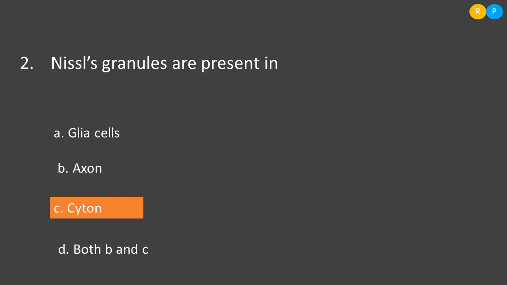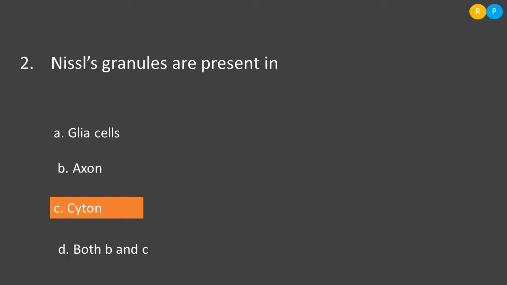Then the second question is, Nissl's granules are present in. Nissl's granules are groups of ribosomes, and these structures help in the synthesis of protein. The presence of Nissl granules can be noticed in one part of the neuron, called the cyton. The region of the cyton consists of Nissl's granules.